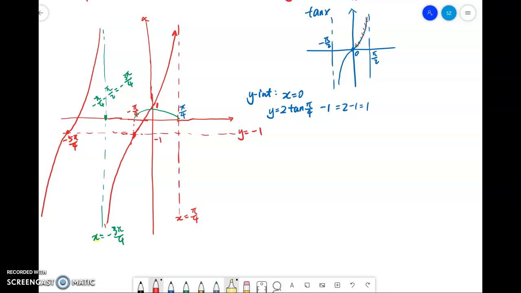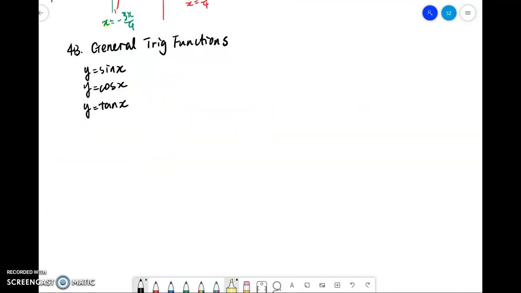Okay, so I would really like to move on to chapter 4b, some general trig functions. Okay, let's continue with some general trig functions. First, here is the very basic form of y equals sine of x, cos of x, and tangent of x. Okay, so from here, we could write the more general form, y equals a sine b x take c plus d.